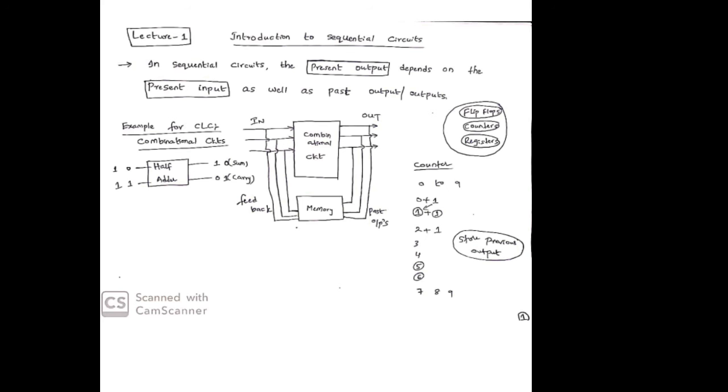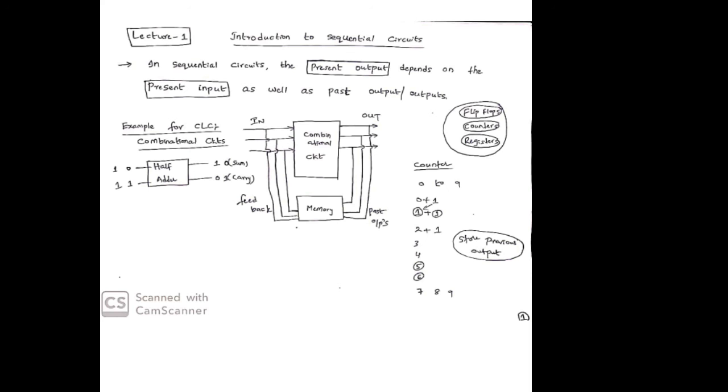that is made here. You see, in a sequential circuit, the present output depends on the present input as well as the past output or outputs. That means it depends on the past history of the outputs, that means the past state of the outputs.